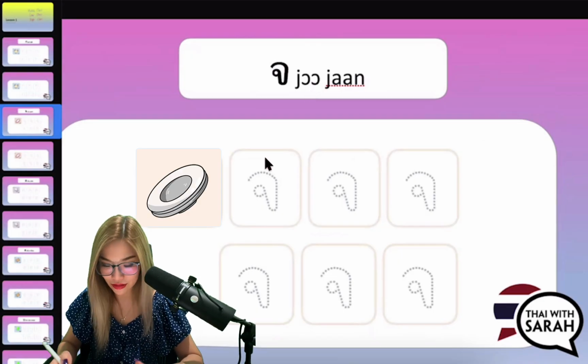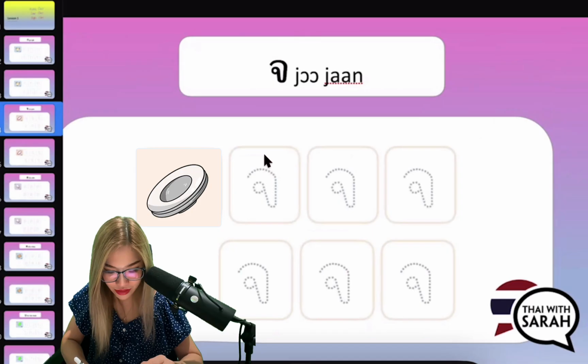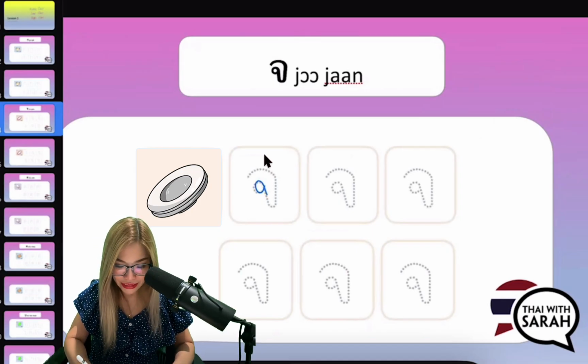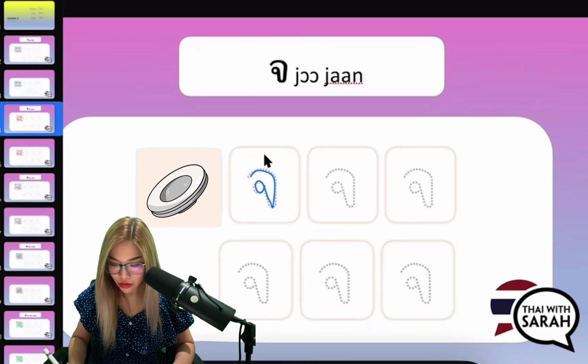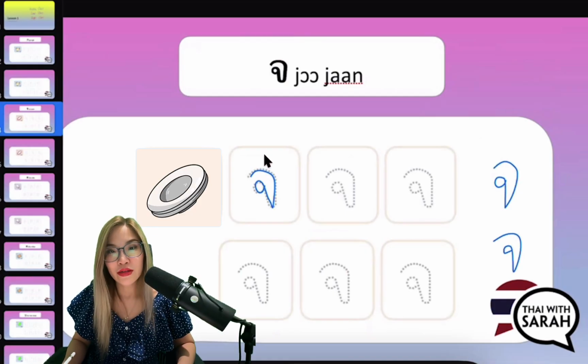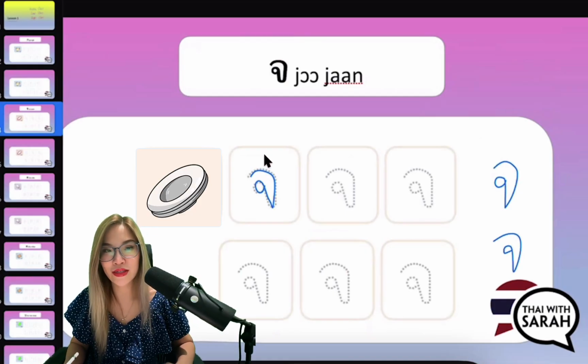Okay, let's write this consonant together. Start with the circle first in the middle. Then you want to make a tail down on the bottom right, and then go all the way up here. You don't have to do it with a slanted line. You can also just drop down with a straight line and go all the way up here. It's fine to do that. จอ จาน.